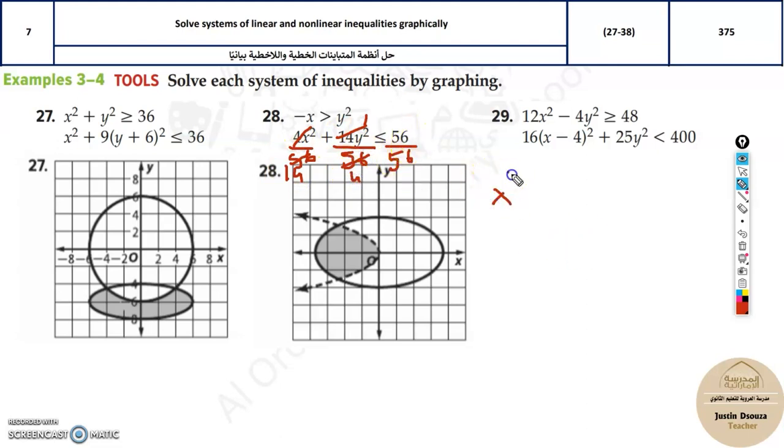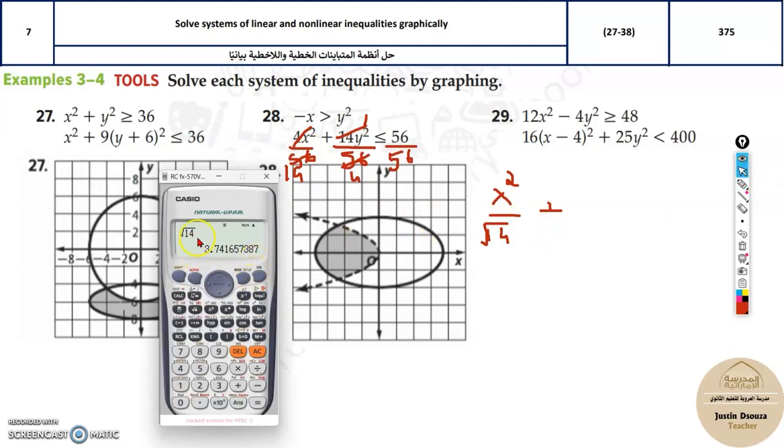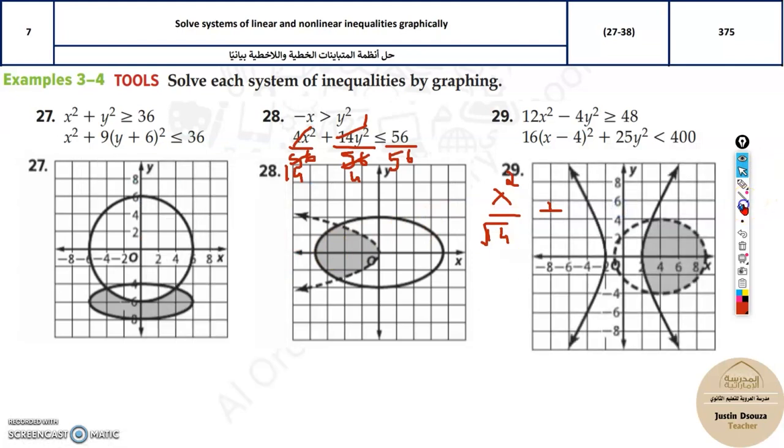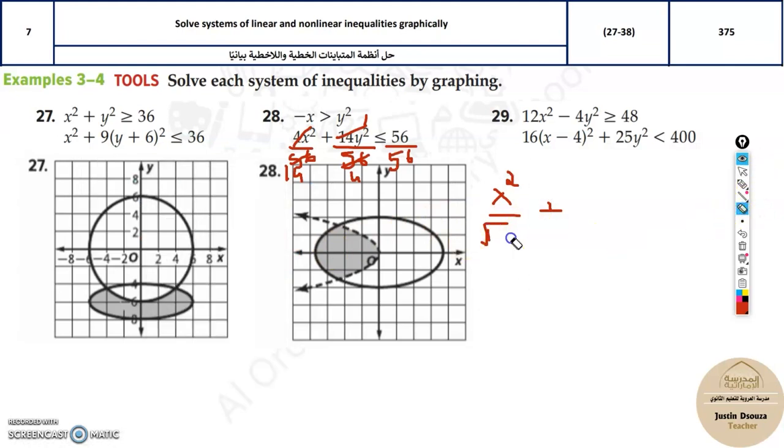So the answer is x squared divided by square root of 14 plus... over here, why I'm doing the square root is to get the a value. The square root of 14 is 3.74. So I'll write it as (3.74) the whole square, then plus y squared divided by, instead of 4, I will write 2 squared, equals 1. This is the standard form of this particular ellipse.